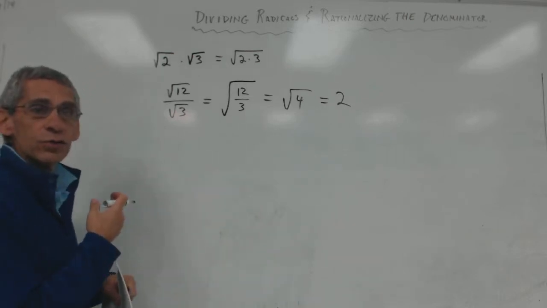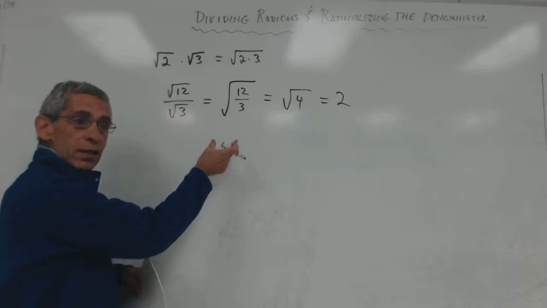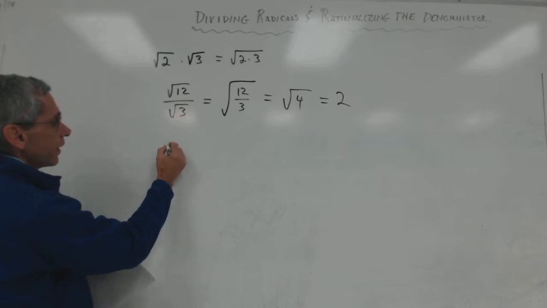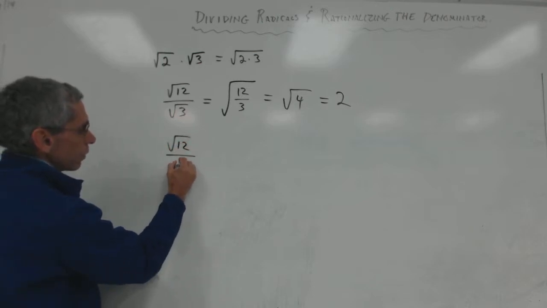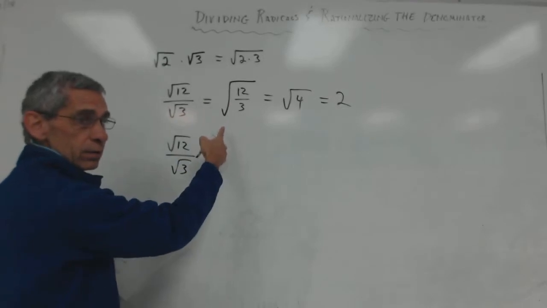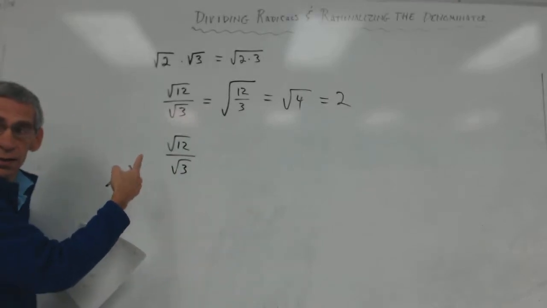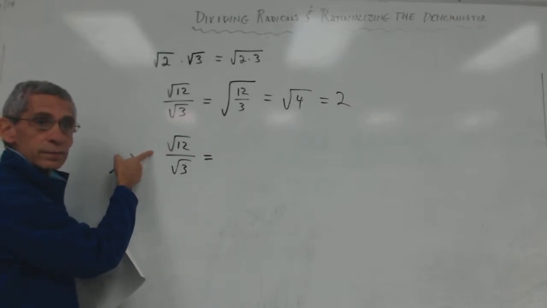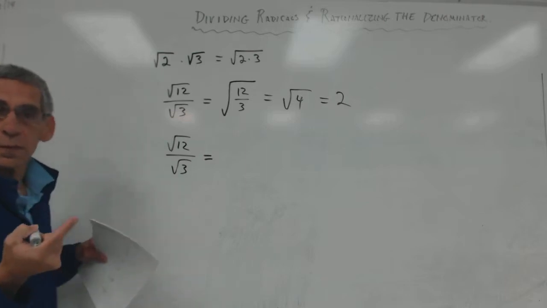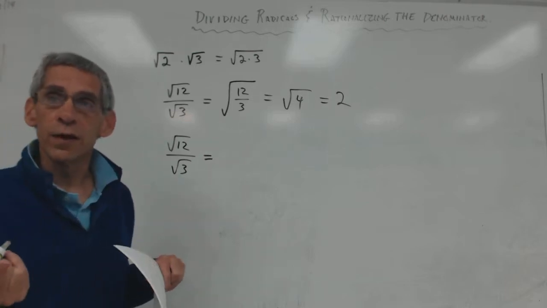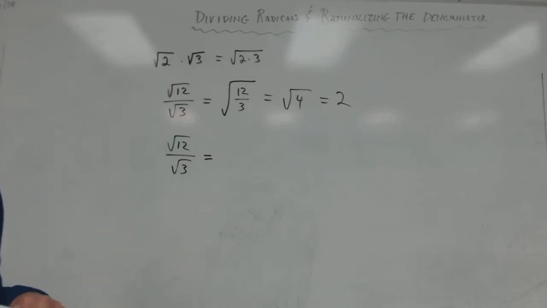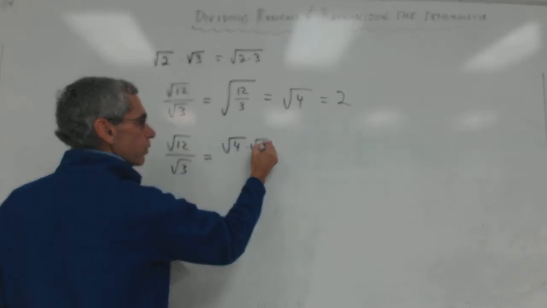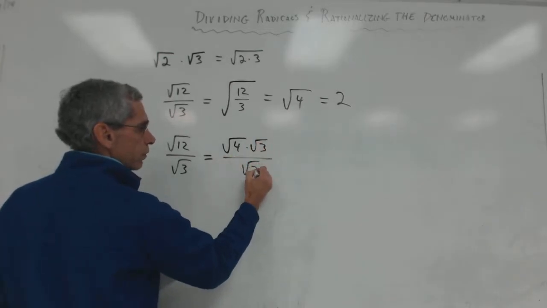Now, had I chosen to not do this, let's see what would have happened. I could have still solved this. If I did the square root of 12 over the square root of 3, I think this is easier, the way I did it there. But here's another way. How do I simplify the square root of 12? 6 times 2? You're looking for perfect squares. 6 and 2 are not perfect squares. 4 times 3. So I could say the square root of 4 times the square root of 3 all over the square root of 3.